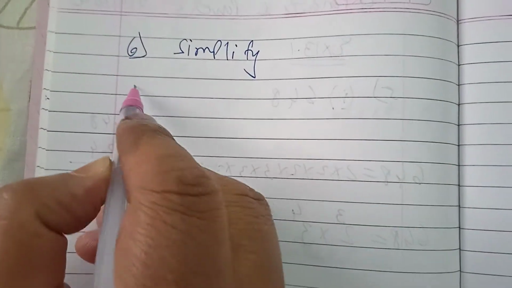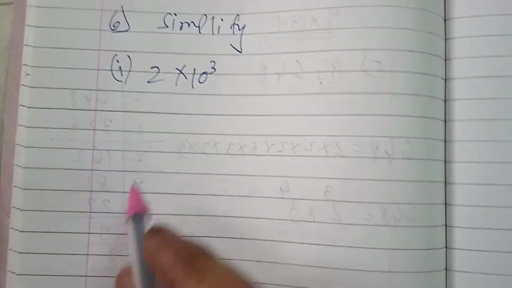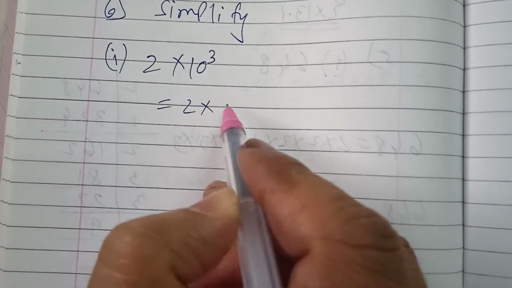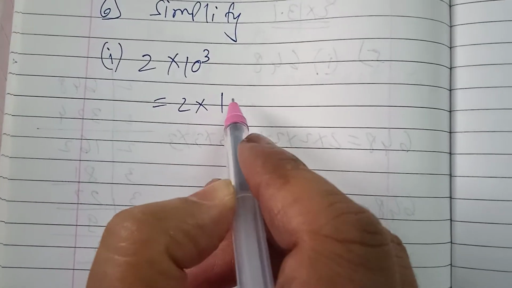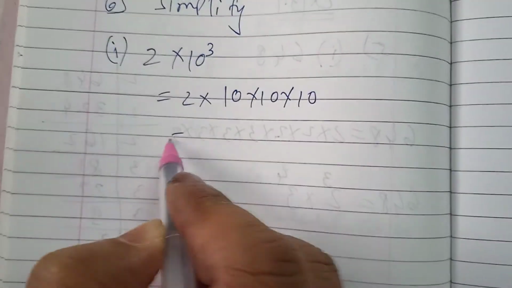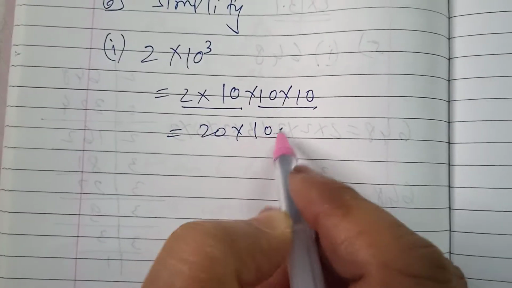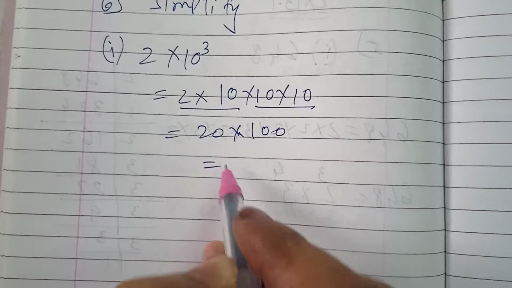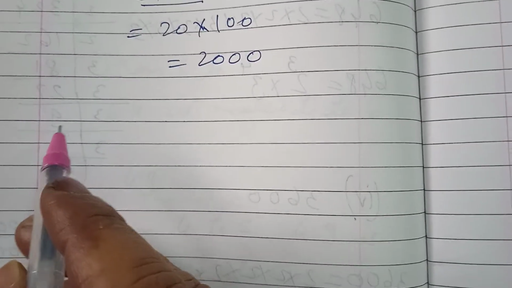We take here the first, 2 into 10 to the power 3. So 2 into 10 to the power 3 means we write 10 three times in multiple form: 10 into 10 into 10. So we multiply here. 2 into 10 means 20. 10 into 10 means 100. And the product of these two, 20 into 100, means 2000. This is the value of this.